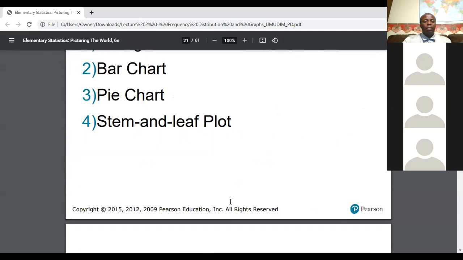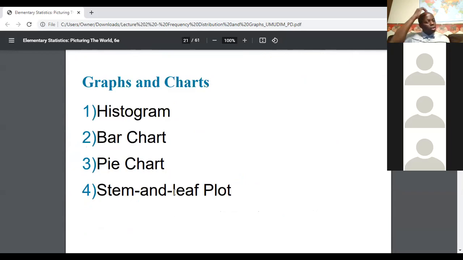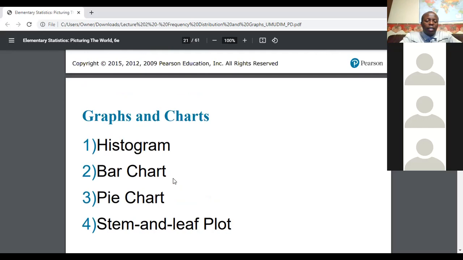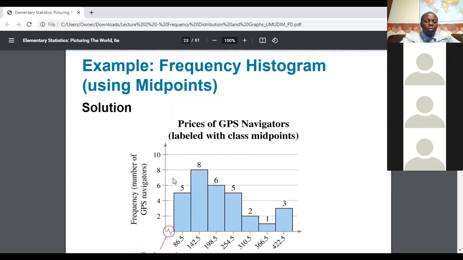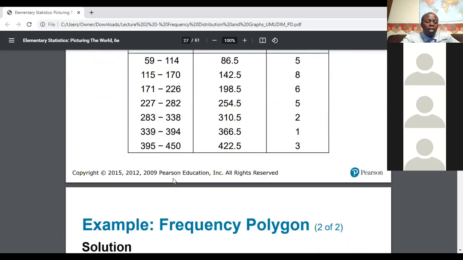Okay, where is my bar chart? See, we are asked to find a bar chart, then pie chart. There's one more chart I forgot. I want to draw the bar chart first, then after that we can do the other charts. Maybe I will leave the pie chart and stem-and-leaf plot for next week.